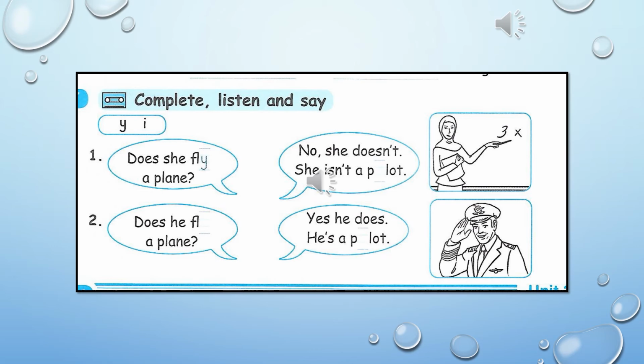Activity book. Page 14. Unit 3. Exercise 7. Complete, listen and say.